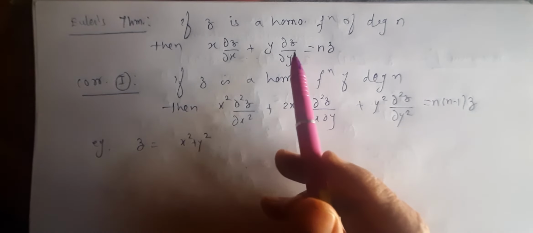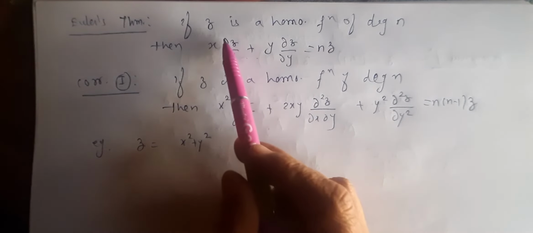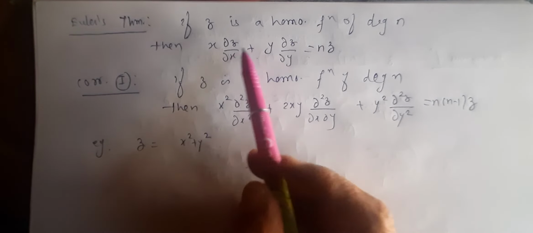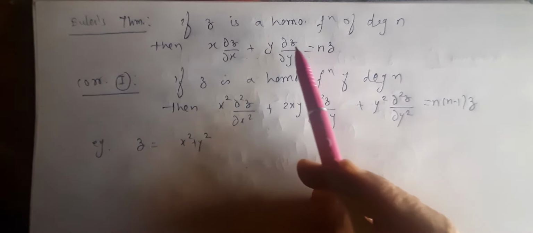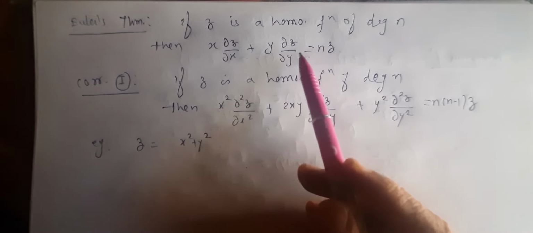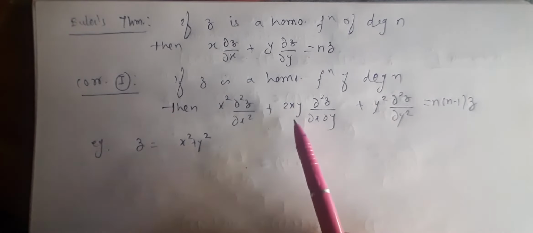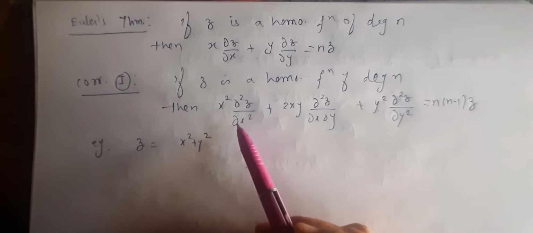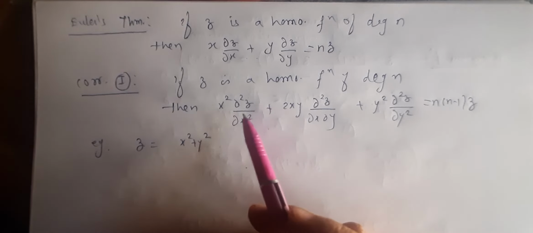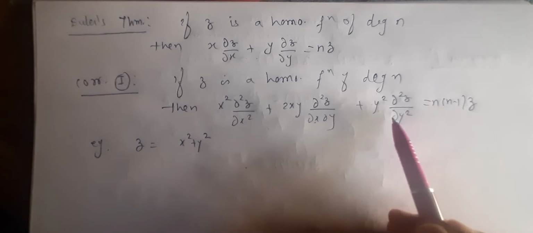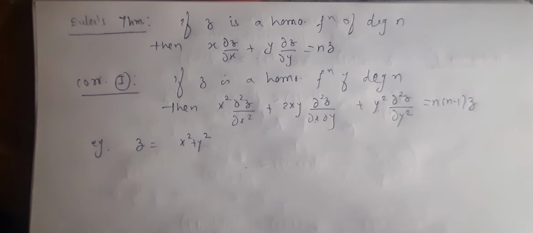What is the procedure? The procedure says we want to find ∂z/∂x, differentiate z with respect to x partially, and multiply by x. Same way, find ∂z/∂y, multiply by y and add them. Exactly the same way when you go for ∂²z/∂x² means first we want the first derivative, then again differentiate for the second derivative. Same way here, same way here. So overall we need to find 5 to 6 derivatives, multiply, add, etc.